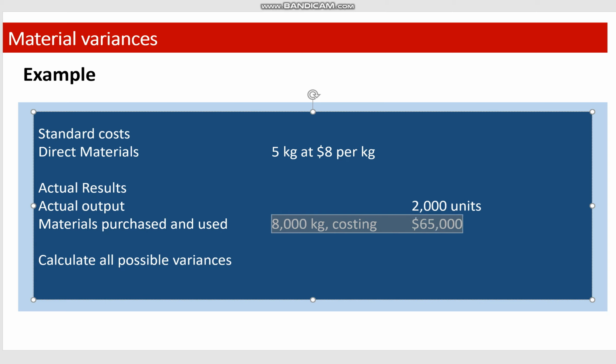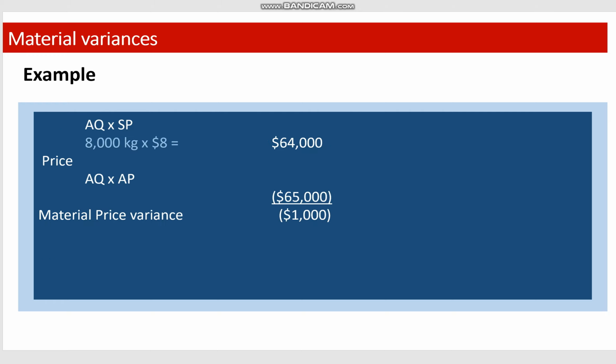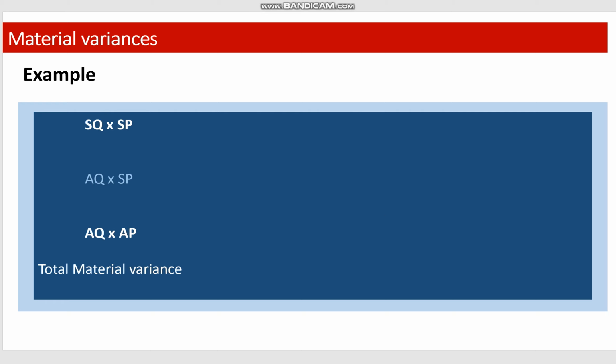They purchased and used 8,000 kilos costing $65,000. So if you divide $65,000 over 8,000 kilograms, you actually get 8.125. So instead of paying $8 per kilo, they paid a little more than that. And that's why the variance is coming to adverse. Right? Here we go, adverse variance.